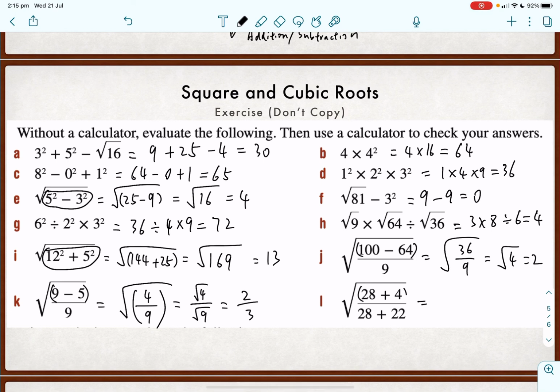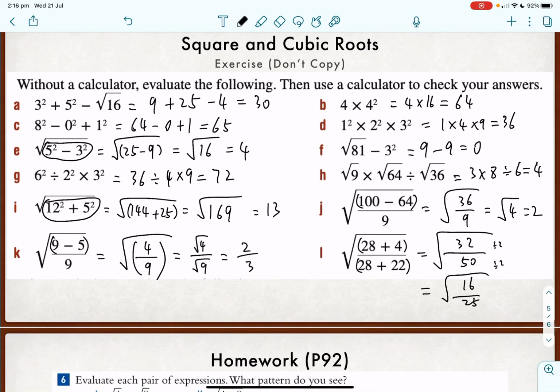Last one, so that means you need to do top and bottom as brackets. So bracket first. So 28 plus 4 is 32. On the bottom, you got 28 plus 22 is 50. Okay, well, I think we need to simplify it. So you need to divide by 2, divide by 2. So you got 16 over 25. Ooh. This one we can simplify. So it's square root of 16 over square root of 25. Square root of 16 is 4. Square root of 25 is 5. So the answer is 4 over 5.